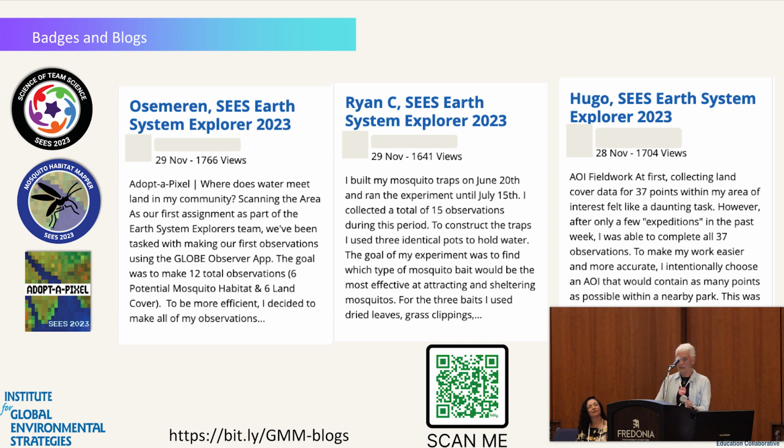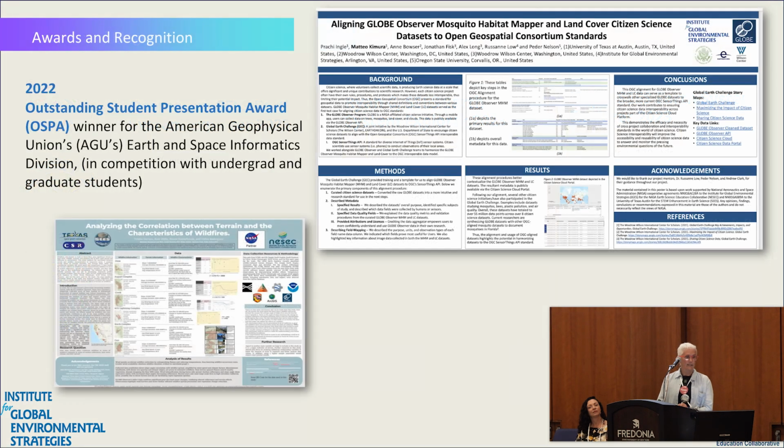They can earn an Adopt a Pixel badge by doing their AOI, their Collect Earth Online work, and they document all this in the GLOBE Observer Land Cover app. They can earn a Mosquito Habitat Mapper badge, and then their Science of Team Science badge. So in 2022 we had a team of high school seniors who competed at AGU in the informatics section and won the top award with their research work done through us. So we're super proud of them.